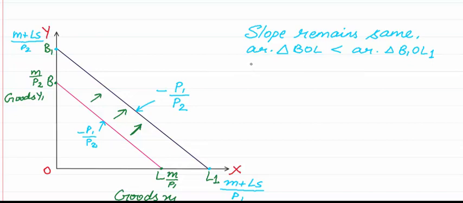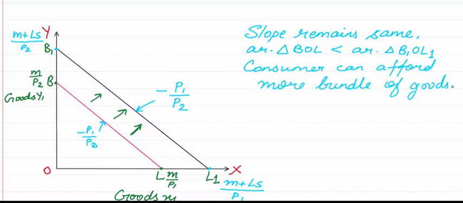Now we can say that the consumer can afford more goods. The consumption bundle of the consumer increases in this case. Here we can also say that the consumer is better off than what he was earlier. So this is the effect of a lump sum subsidy on the consumer.